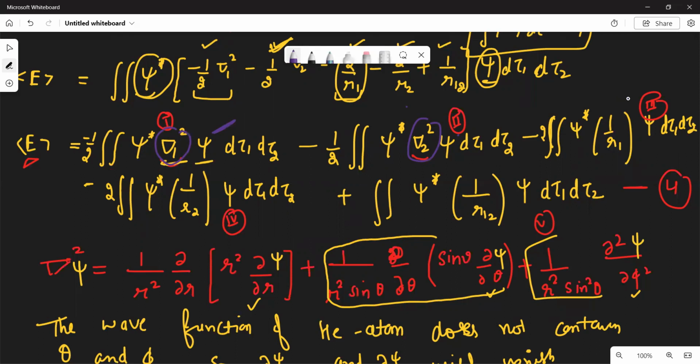Similarly, the third and fourth integrals are both the same. The difference is here we have 1 upon R1, here we have 1 upon R2. So the result of third and fourth will be the same. And the result of fifth will be different. Means result of first and second integral is the same, result of third and fourth integral is also the same, and result of fifth integral is different.